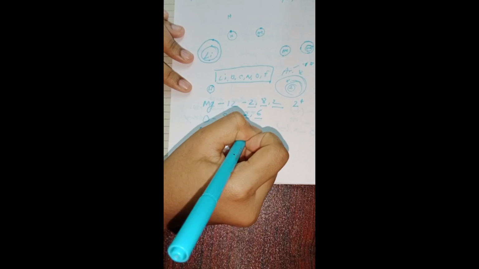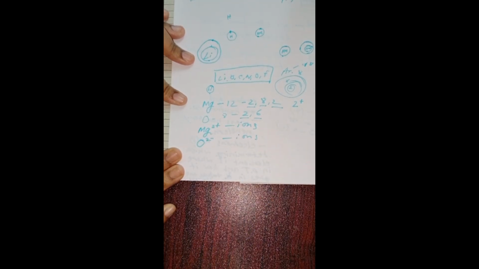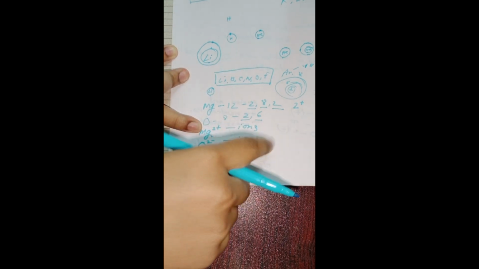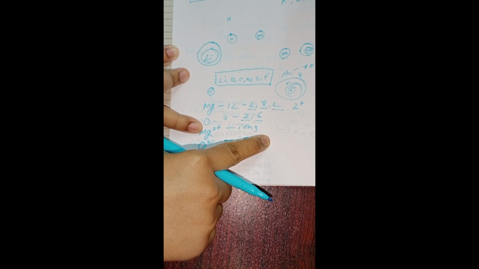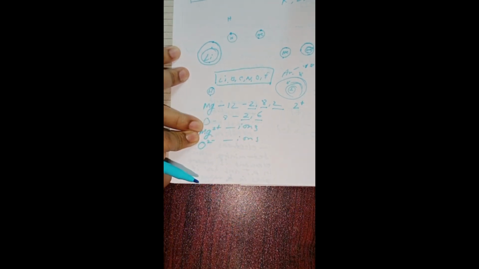Now, these states of elements are called ions. Why are they ions? Because they are charged. This is positively charged and this is negatively charged. Why is this positively charged? Because it gave out the electrons. That's why it is positively charged. And why is it 2 plus? Because it gave out 2 electrons from its outermost shell, which makes it positively charged.